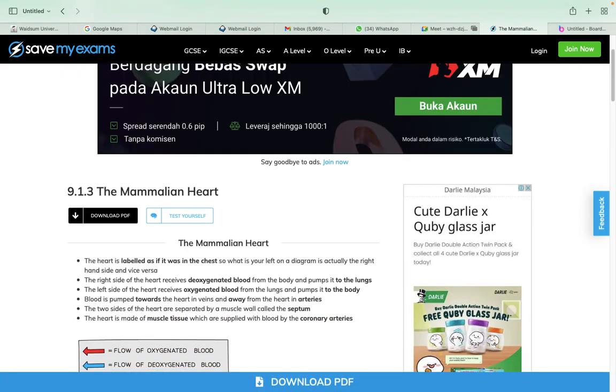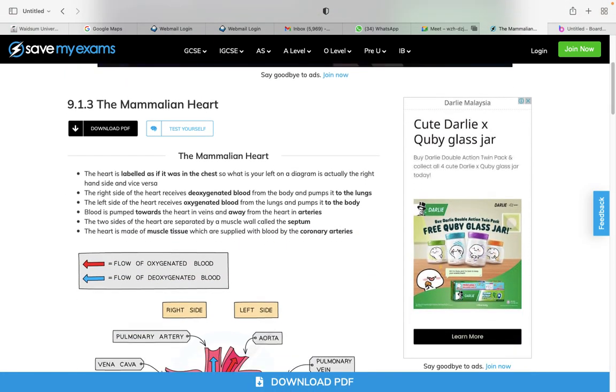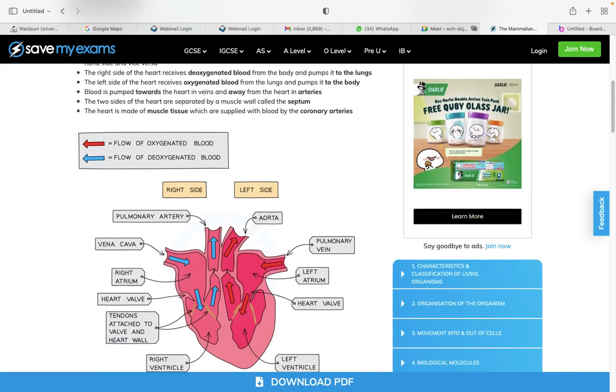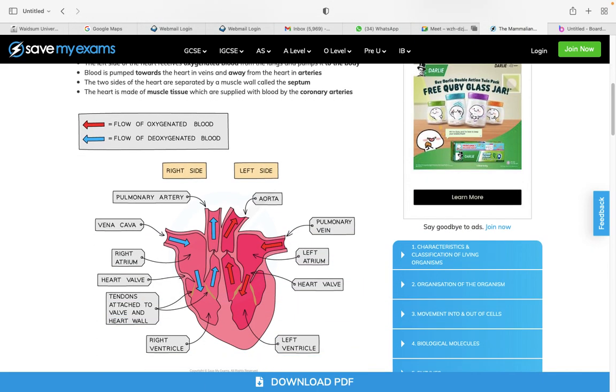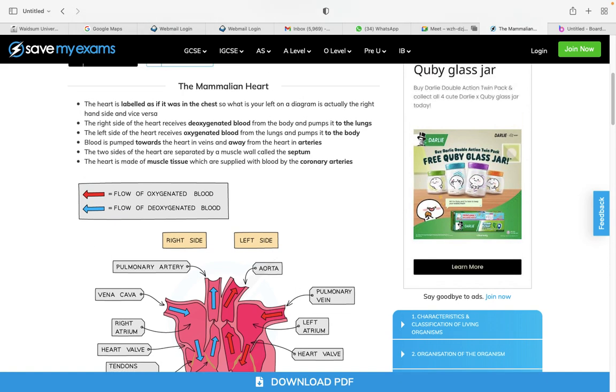Now let's take a look at the mammalian heart. We're going to look at the heart now. The heart per se, not the whole circulation thing.